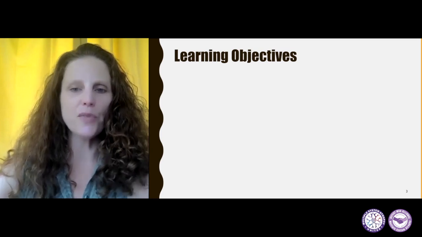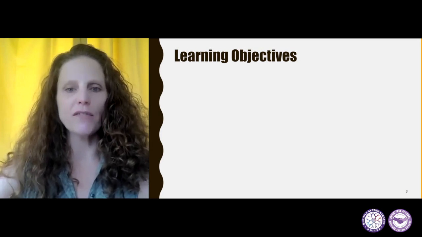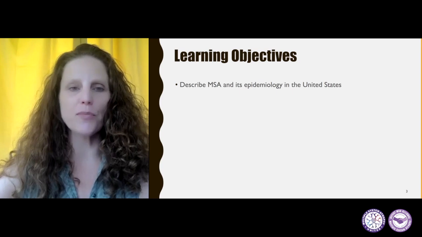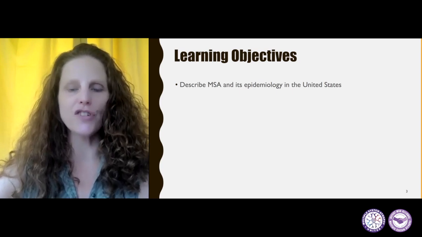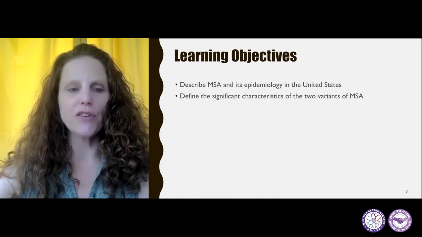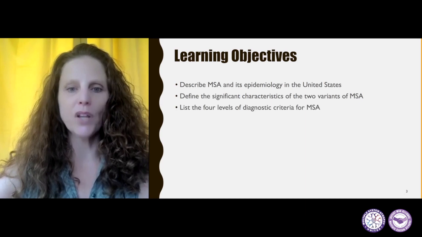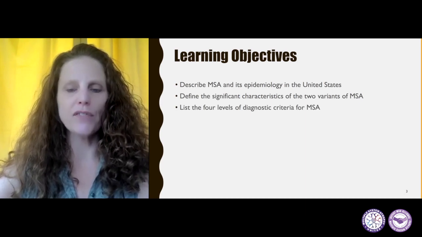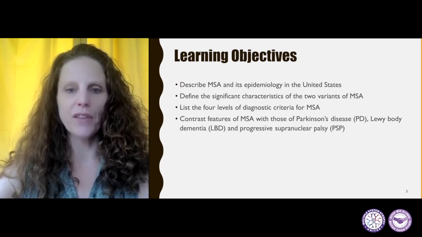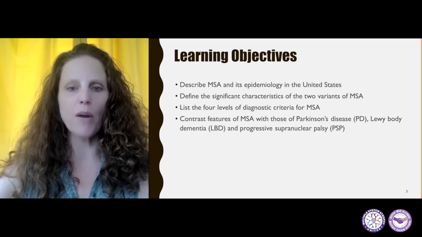Let's start the session with an overview of the learning objectives. We're going to start with a description of MSA and its epidemiology in the United States. We will then move on to a discussion of the defining characteristics of the two variants of MSA. We'll review the 4 levels of diagnostic criteria. We'll contrast the features of MSA versus conditions with similar etiologies and symptoms, namely Parkinson's disease, Lewy body dementia, and progressive supranuclear palsy.